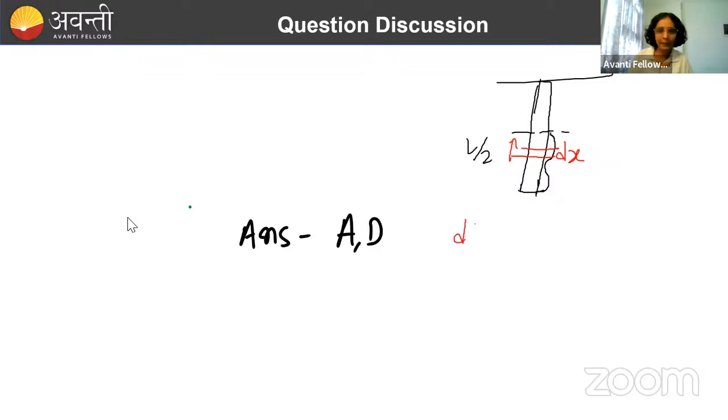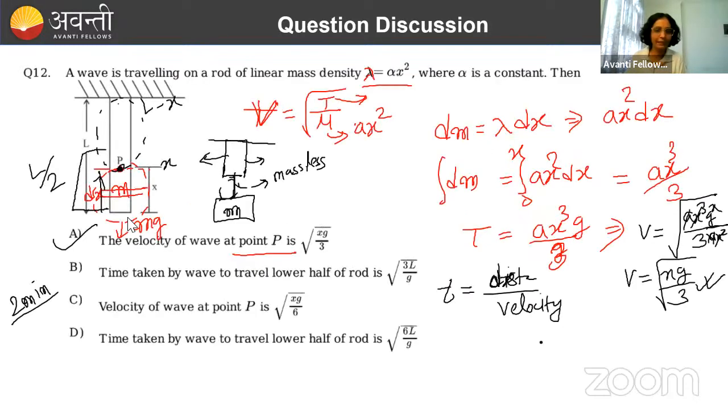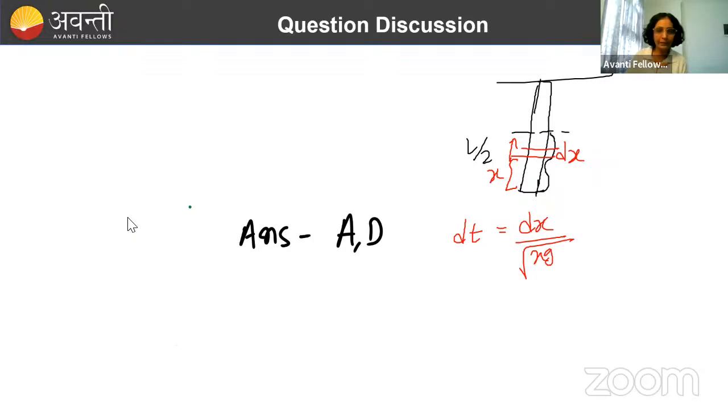So time taken will be equal to how much? Distance by velocity. So if this is a small strip, I have taken a distance x. Then at any distance x, the velocity is root over xg by 3. So this is the time taken to cover this small strip. We have to calculate time where x is varying from 0 to L by 2. Done. So यहाँ पे आप x को vary कर दो 0 से L by 2. You will get the value, right? So you will get the answer. That was the question.